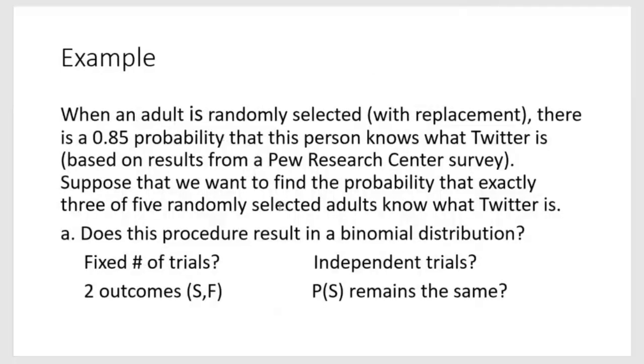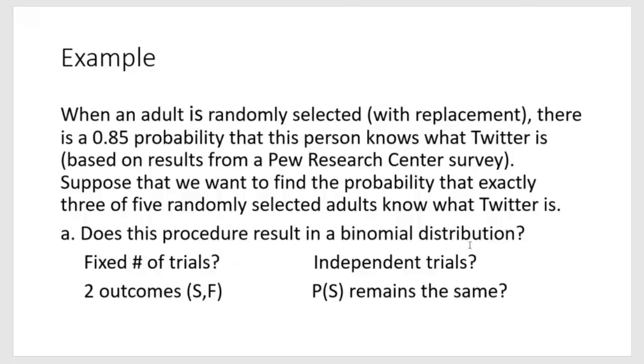When an adult is randomly selected with replacement, there's an 85% probability that this person knows what Twitter is. And this is based on results from a Pew Research Center survey. Suppose we want to find the probability that exactly 3 of 5 randomly selected adults know what Twitter is.